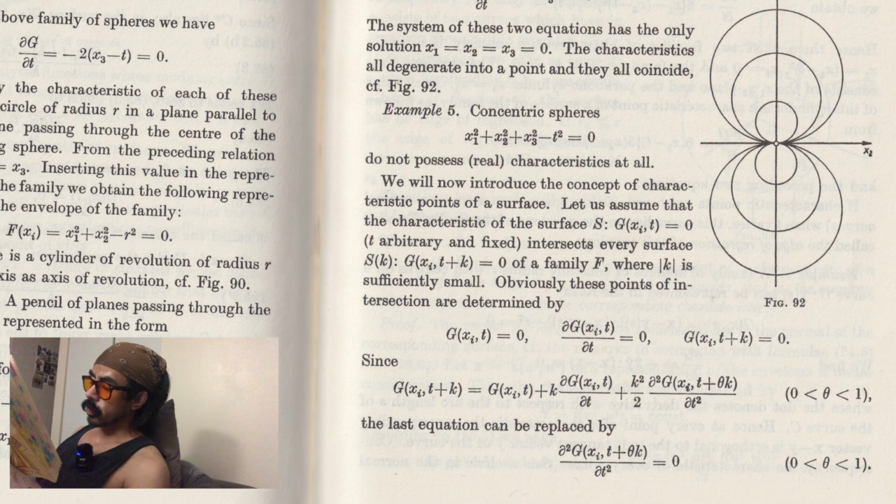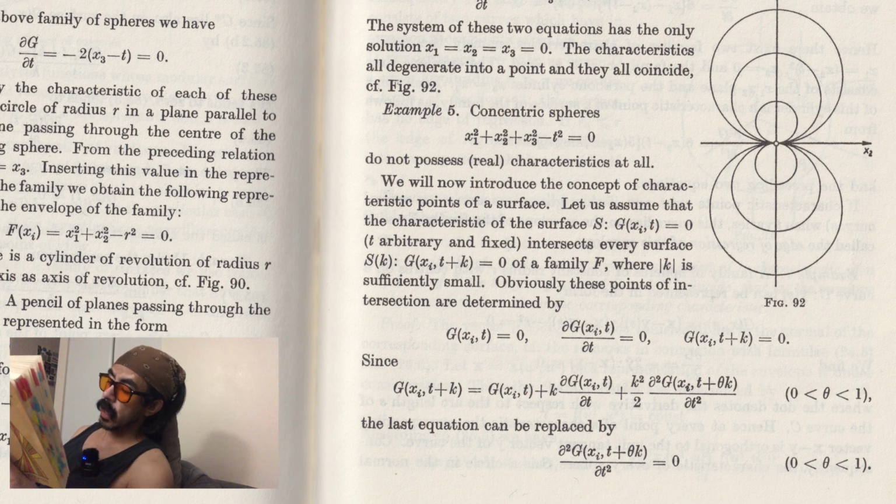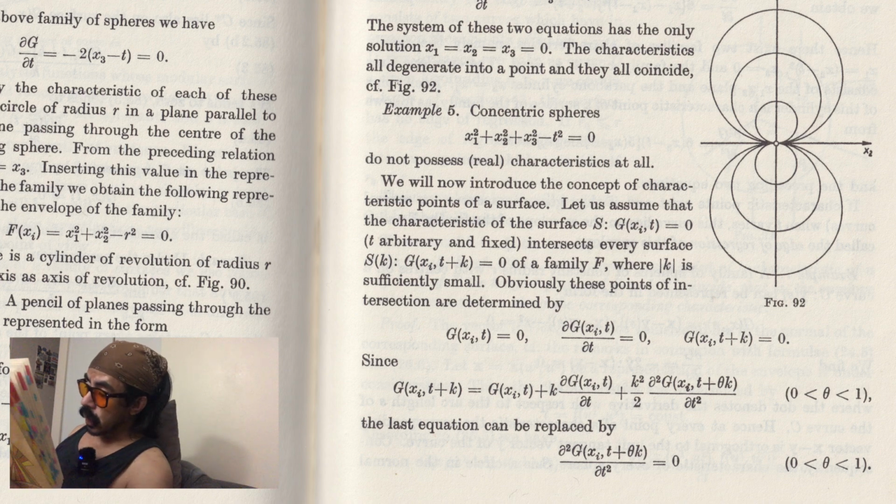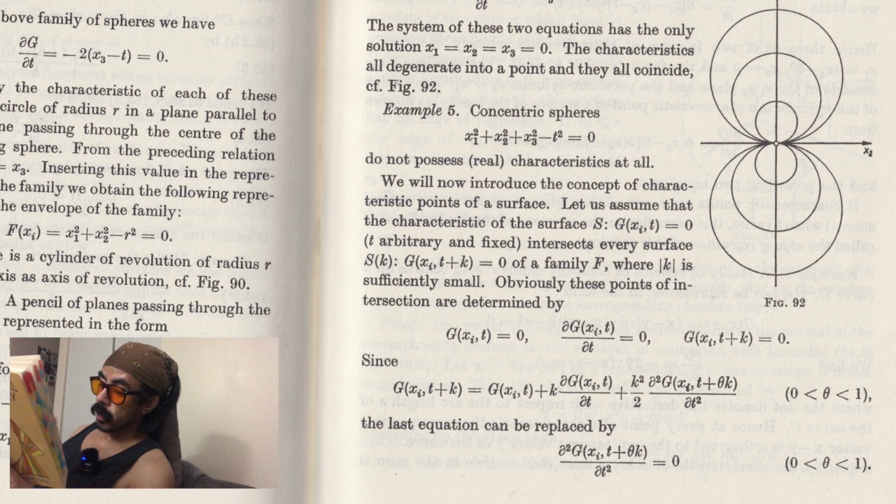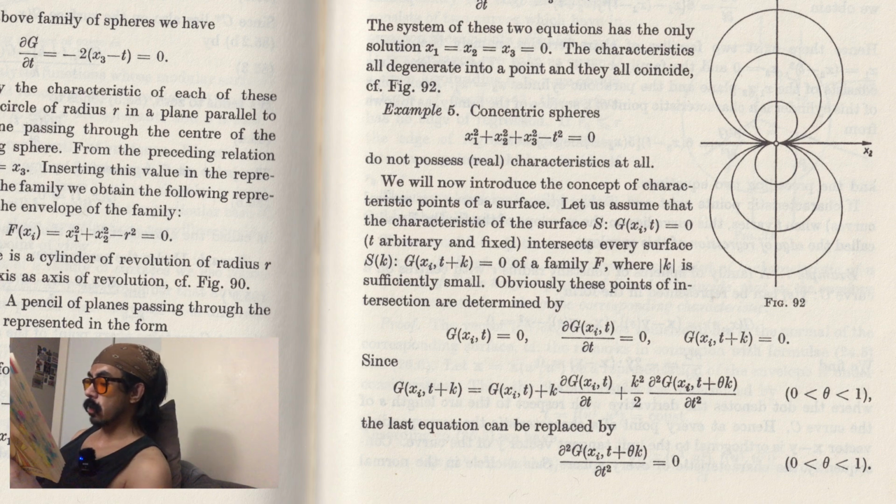Let us assume that the characteristic of the surface capital S, given in the form of the function capital G in terms of xi and t equals 0, where parameter lowercase t is arbitrary and fixed, intersects every surface capital S in terms of lowercase k, given in the form of functions capital G in terms of xi and t plus k being equal to 0 of a family capital F where the magnitude of k is sufficiently small. Obviously, these points of intersection are determined by capital G in terms of xi and t equals 0, partial G in terms of xi and t partial t equals 0, and g in terms of xi and t plus k equals 0.